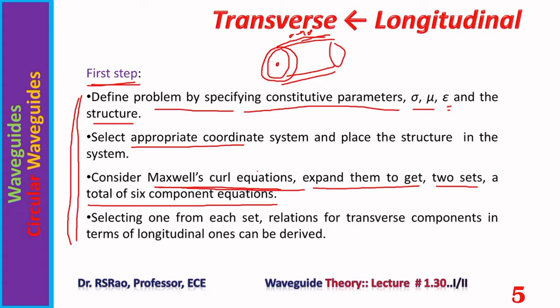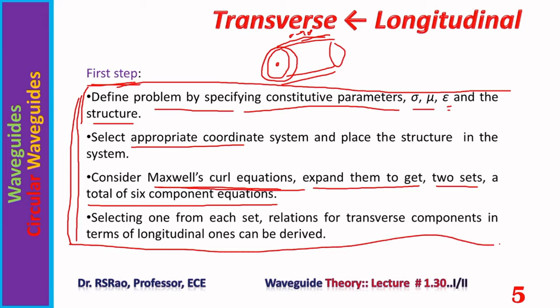Maxwell's curl equations are vector equations, and each vector equation gives rise to 3 component equations. So the 2 curl equations give a total of 6. Selecting one from each set, relations for transverse components in terms of longitudinal ones can be derived. This is the way we approach step 1.